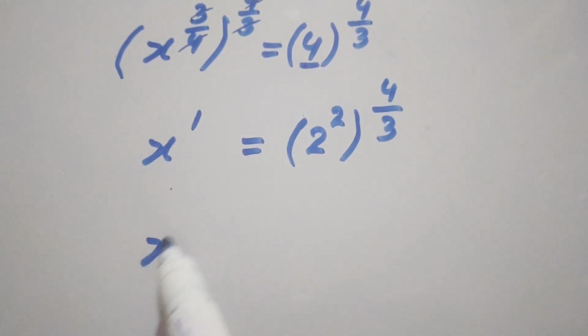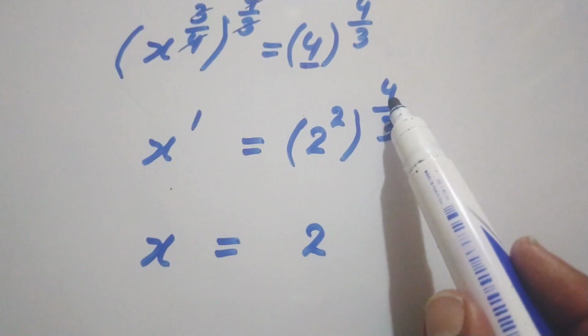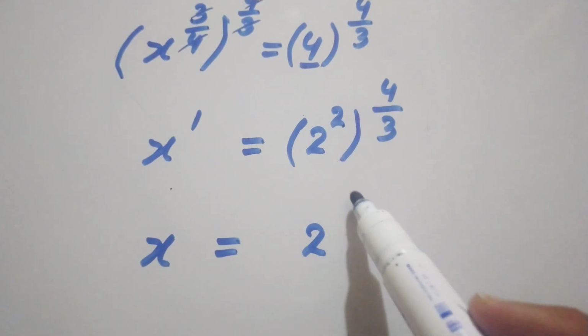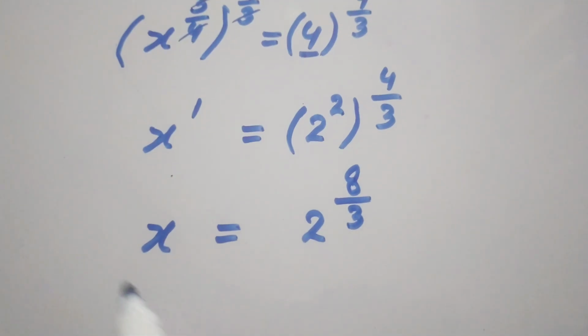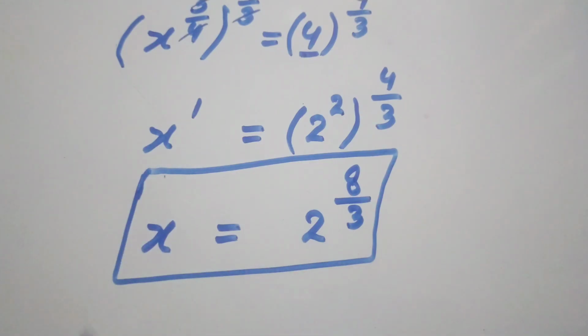So now this will become x is equal to 2 power, this 2 and 4 by 3 multiplying each other. So 2 multiplied by 4 gives us 8, divided by 3. So this is the value of x, which is the same as we have found in the first case.